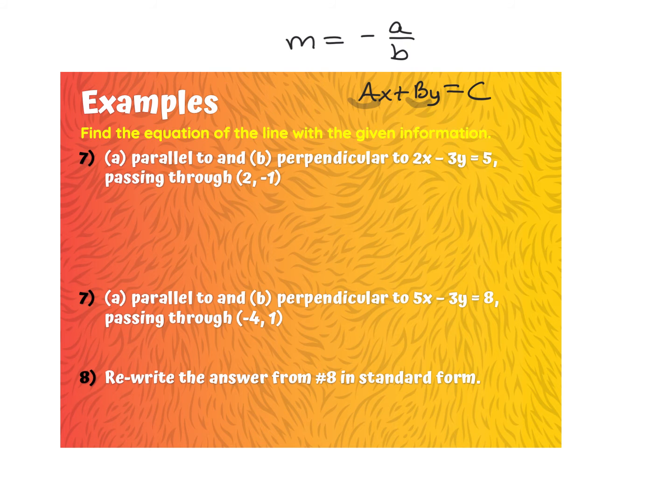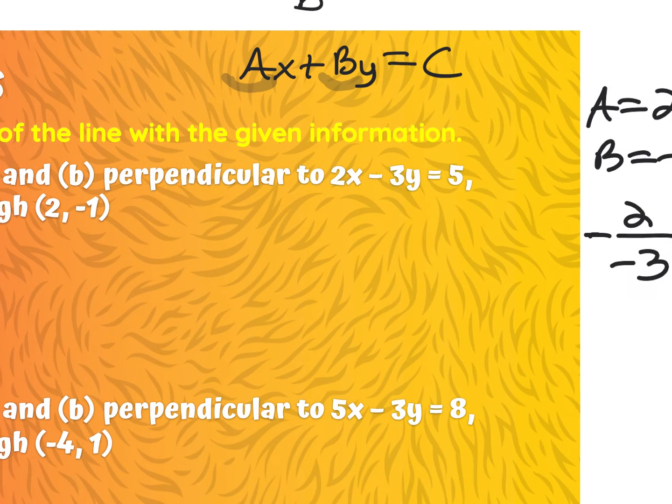So if I just took my a and b, my a here is 2, my b here is -3, and then if I put it into a over b and then make it opposite, negative, I'm going to find out that the slope is going to be positive 2 over 3. But let's go ahead and practice rearranging this.